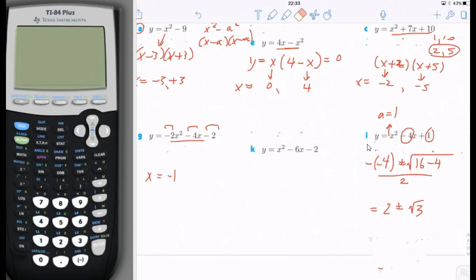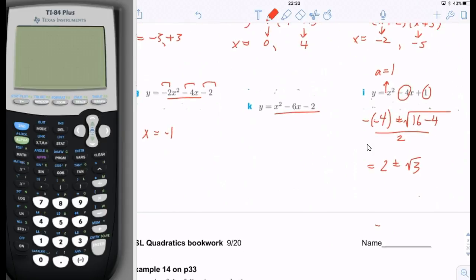And finally, we're going to have x squared minus 6x minus 2. Okay, in this case, let's solve this by completing the square. Okay, and completing the square, first thing you're going to do is rewrite this exactly the same as the way you did it, but you're going to leave a space here after the minus 6x, and then you're going to put minus 2 kind of at the end.